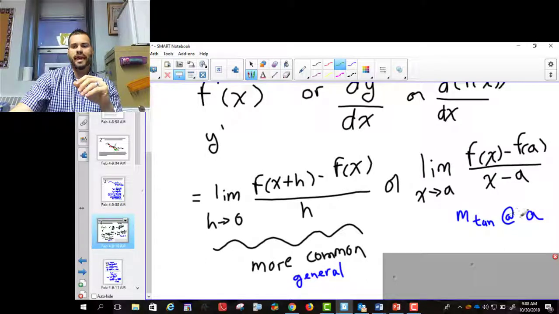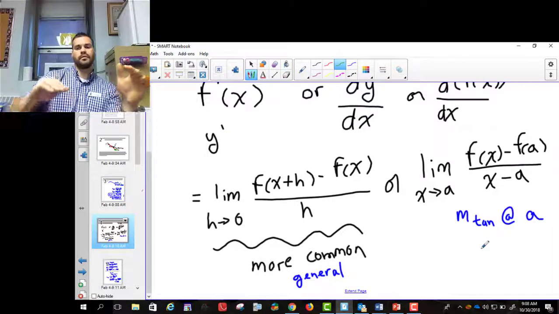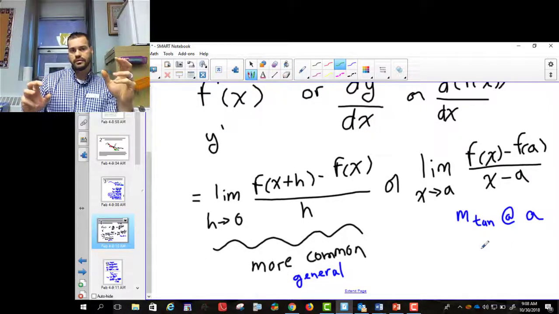So if we want the slope of the tangent at a point a, we can say that it's the limit as x approaches a of f of x minus f of a over x minus a. The difference is that this formula will give you a number. It's a numerical answer, and that number tells you the slope at a particular point. So the slope might be 5, and then over here it's 2. You would have to do the calculation twice.